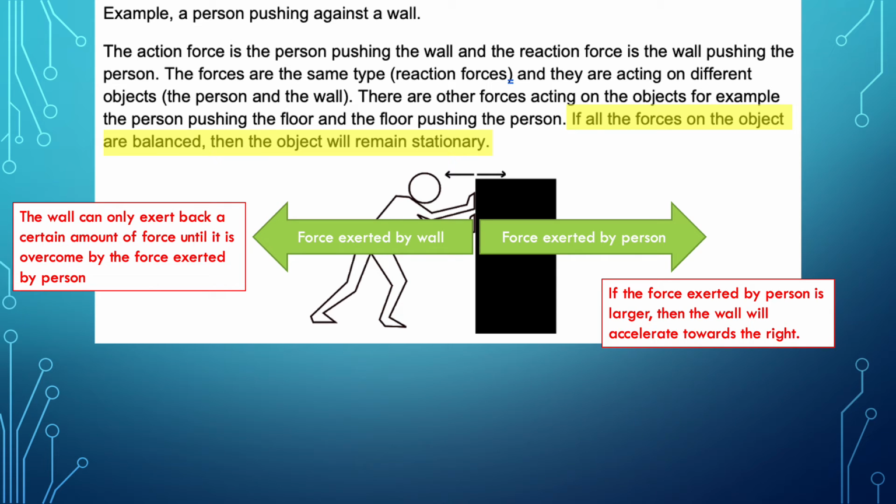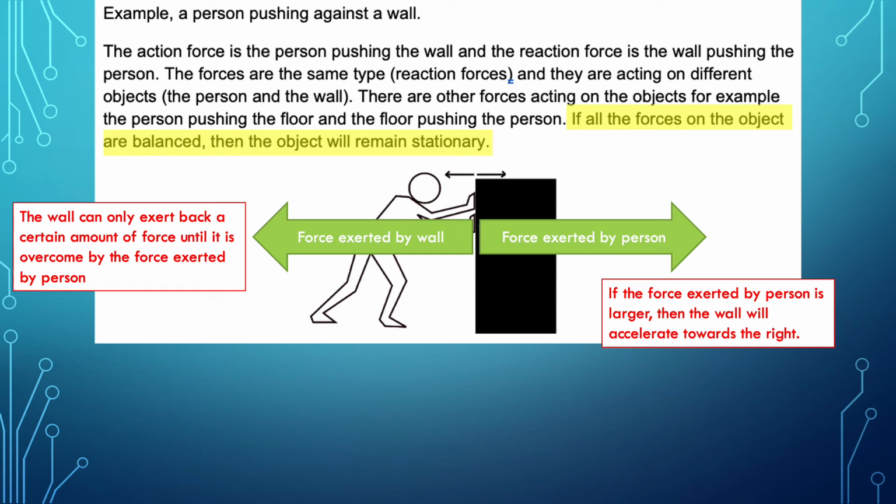So the wall can only exert a certain amount of force back, right? Because the wall can only exert as much force as the person gives it. Now, a wall has certain limits in that a wall can only take so much force. And so the wall can only exert back a certain amount of force until it is overcome by the force exerted by the person. So let's just say that if a wall can only withstand a force of 500 newtons, then the person will start exerting a force, and it might steadily go up and up and up from 0 to 100 to 200 to 300 to 400, and all the way up to 500.